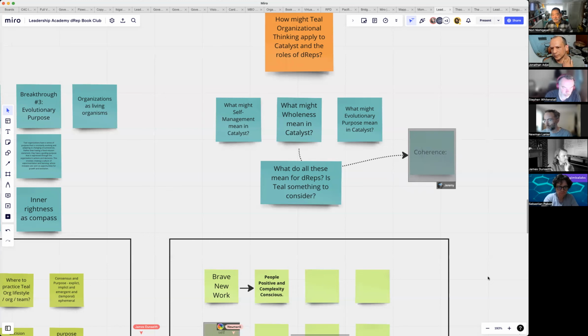And then wholeness and evolutionary purpose. Totally open to what people think that might apply. But I think the self-management piece could play in if we start to, as a community, add layers on top of the blockchain mechanisms of dReps. There may be opportunity there to really self-organize and self-manage without IOG dictating this is what dReps should do. The mechanism's there, but we can self-organize and create different mechanisms or processes around that that are more powerful and more people positive, maybe complexity conscious.